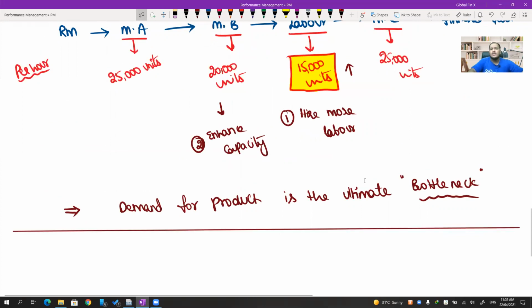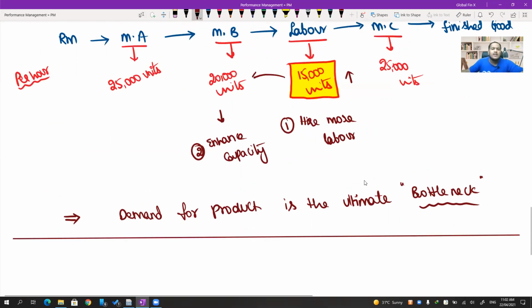Let me tell you something here. How many units extra will I get by enhancing my machine B? Sir, I'm hiring more labor, and the labor capacity has been increased to 25,000 units. No problem, sir. Now I'll have to replace machine B with a better machine, or enhance its capacity. If I enhance this capacity, how much benefit will I get? 5,000 units, correct? The maximum benefit that I get is 5,000 additional units. Yes, Azim says 5,000, correct, sir.